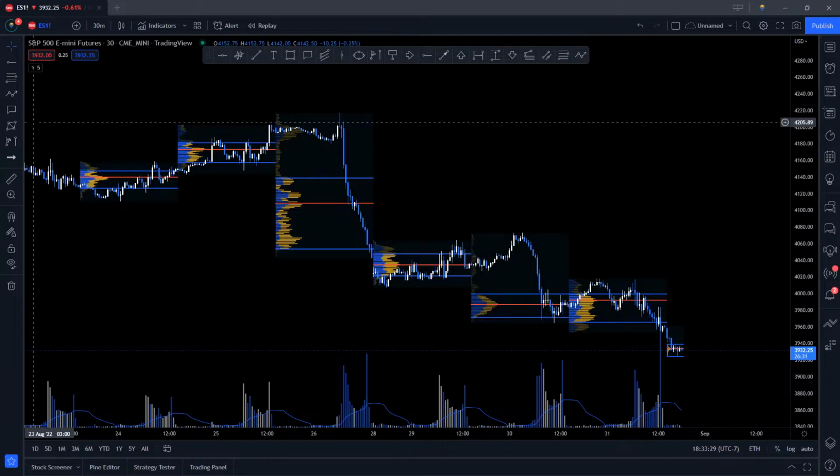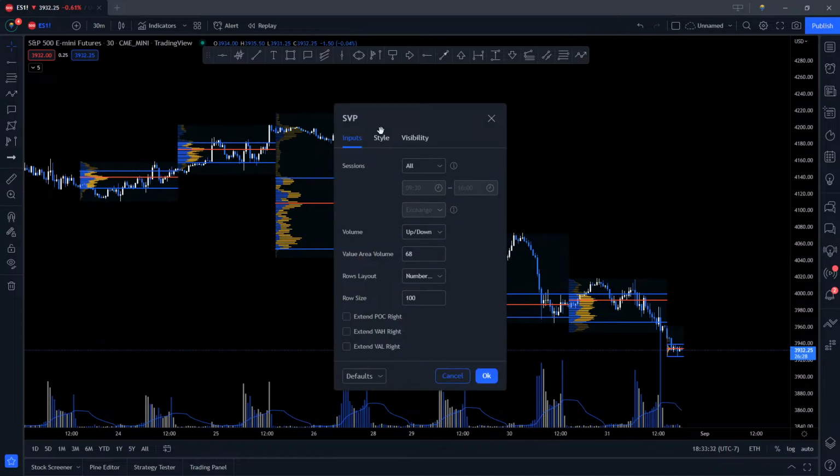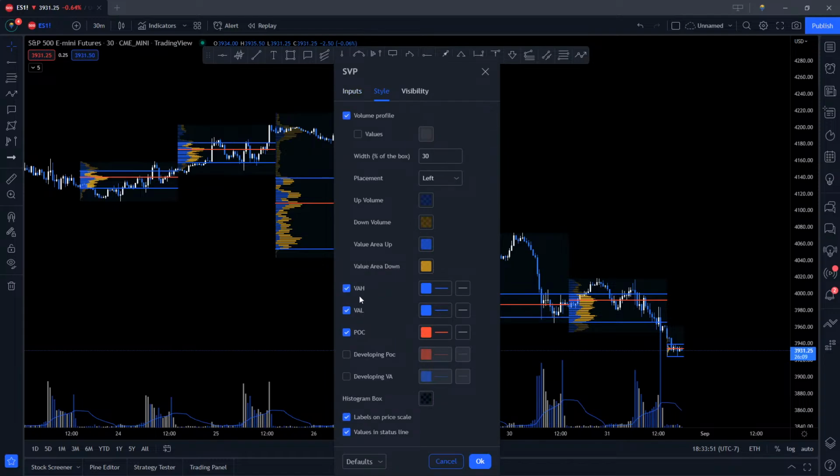Once you have that, you're going to go into the settings for it. Your value area volume, you want to be set to 68. Row size, you want to be set to 100. And you will want to extend your value area. Or sorry, you don't have to extend them, but you want to have them turned on. So value area high, value area low, POC, you want to check all of these. You don't have to note down these settings. You'll be able to rewatch this video at any time.